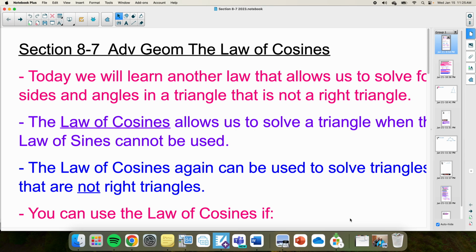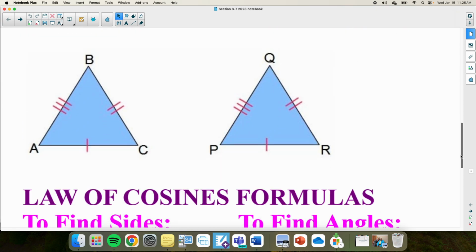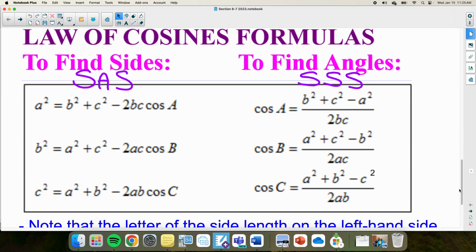To do the second day of Law of Cosines today. What's going to happen today is we're going to be given side, side, side triangles. So we're going to know the three sides and we have to find the missing three angles, okay? When you do this, we're going to use these formulas right here.